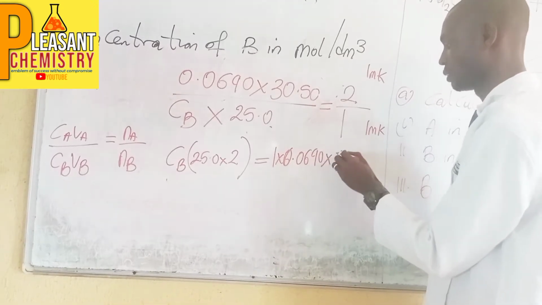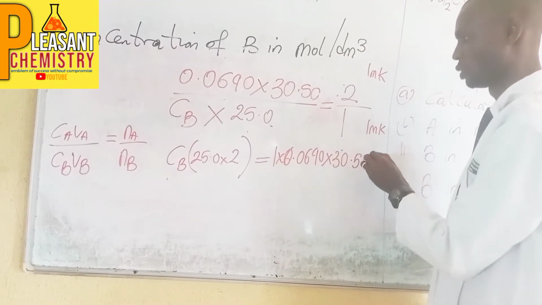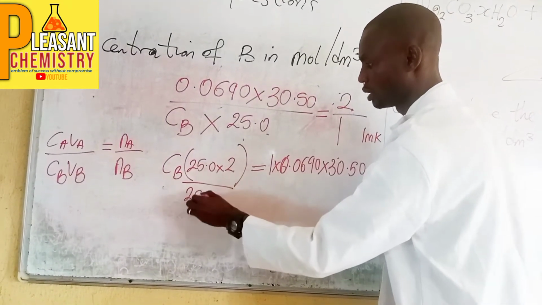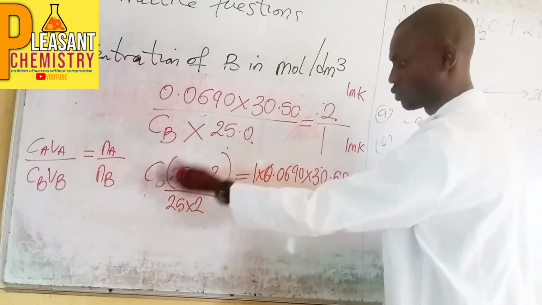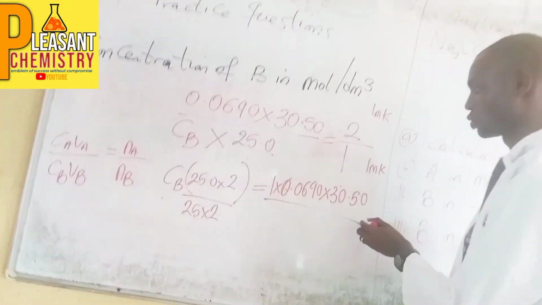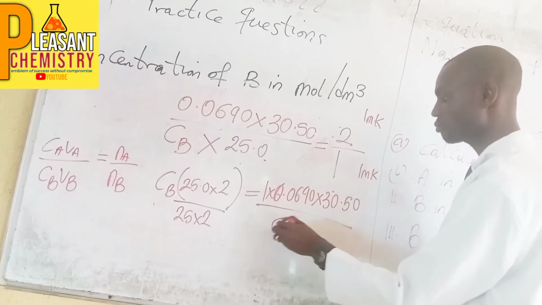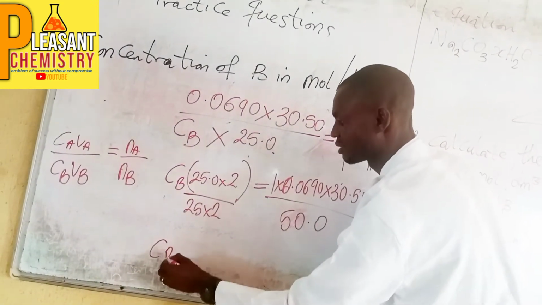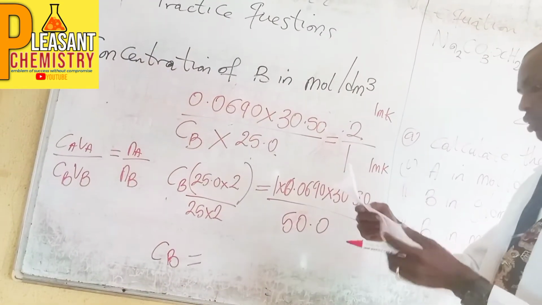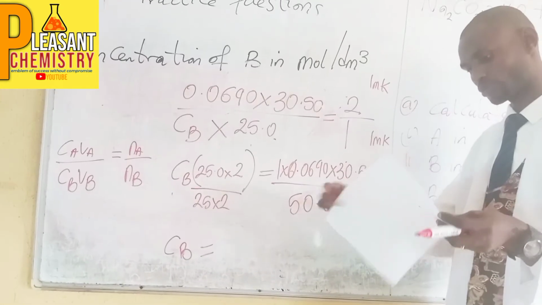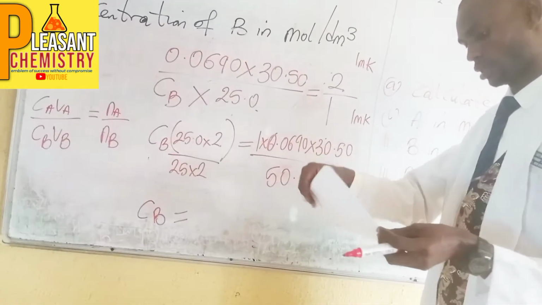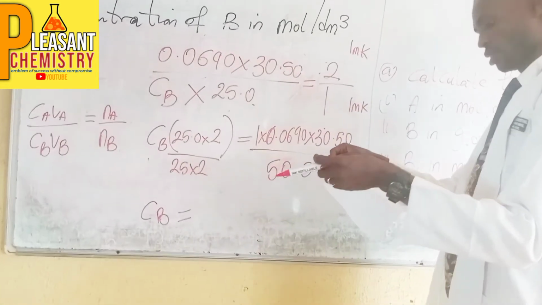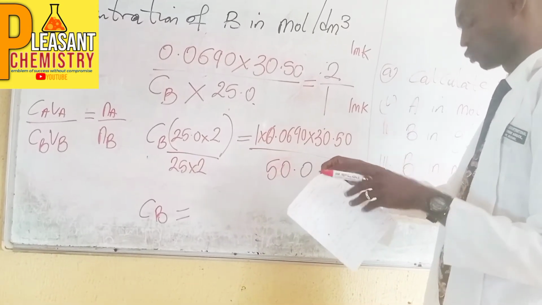0.0690 multiplied by 30.50. Remember what we did the other time? We just divide both sides by 25 times 2. We know that 25 times 2 is the same thing as 50. So just divide by 50.0. So eventually our CB is equal to what? Press your calculator. What did you get? Our CB is equal to what? What's the answer? 0.0421.